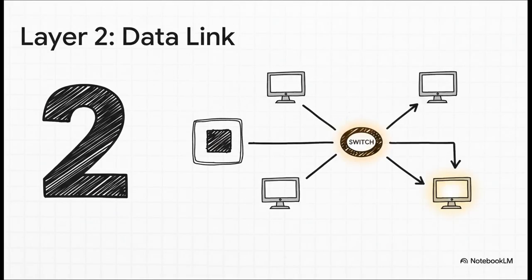Now that IP address is great for getting the packet to the right network, but it doesn't get it to the specific device. For that final step, we need layer 2, the data link layer. It takes that packet, wraps it in something called a frame, and adds the local hardware address, the MAC address. This is what lets a network switch deliver the data to the correct computer right there on your local network.